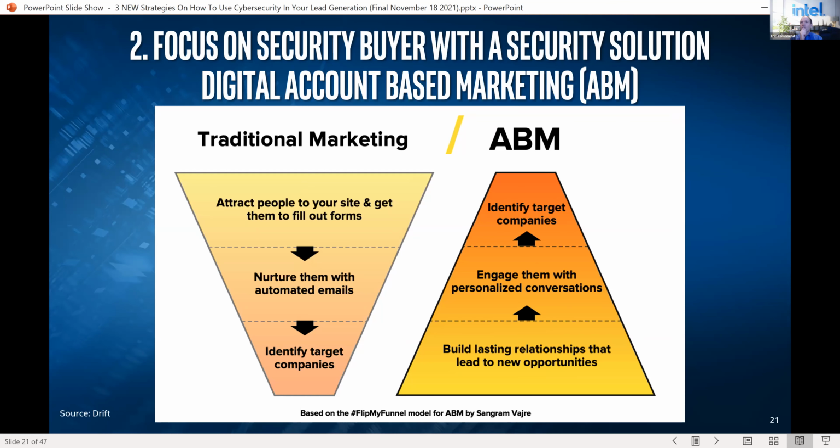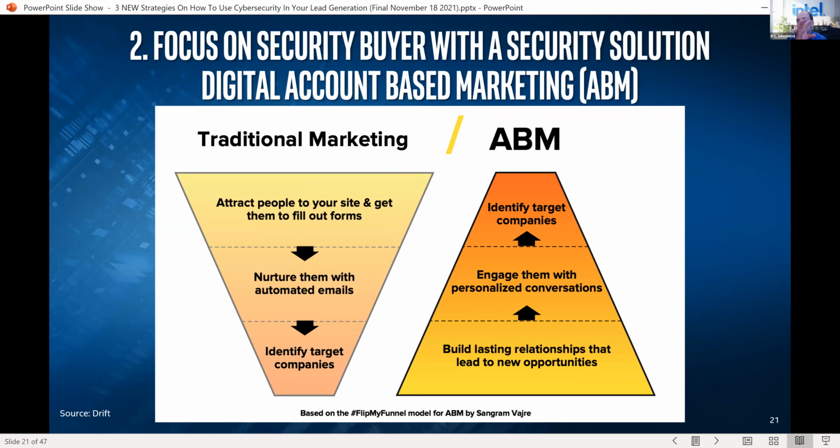And what we want to do is start looking at what accounts we can go after specifically around an offering that we have. So once again, this could be an end of year security assessment that we can do for your company. Going into 2022, what can we help with to make sure you're secure for the new year, right?